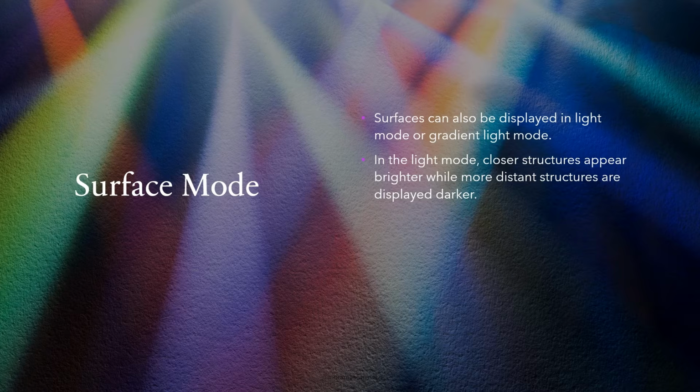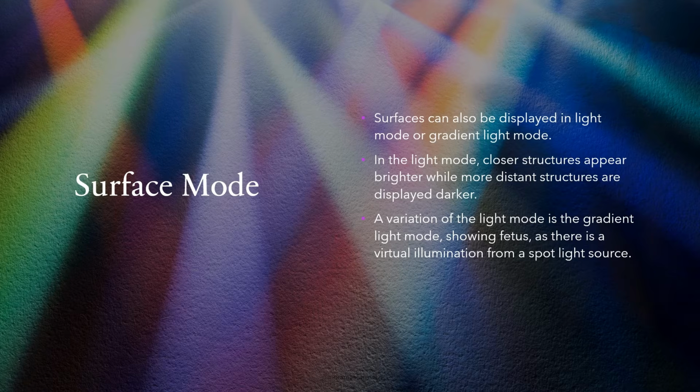For even more realism, gradient light mode simulates virtual lighting from a spotlight source, providing more natural illumination of the fetal anatomy. This mode adds a sophisticated level of depth and emphasis on surface contours, helping to bring out the details in the fetus' external features. It's especially useful when examining areas that require accurate representation of light and shadow.